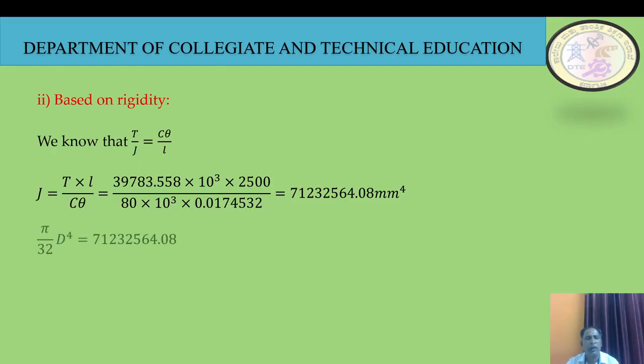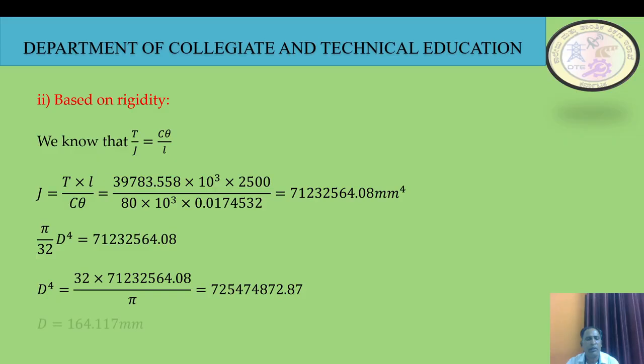As you know, the polar moment of inertia for a solid shaft is π by 32 into d raised to 4, that is equal to 71232564.08. So therefore d raised to 4 is equal to 32 into 71232564.08 divided by π. After simplification it will be 164.117 mm. So after getting the values of diameter based on both cases, the diameter of the shaft to be adopted is the larger of the two values. Therefore, taking the larger of the two values, d is equal to 164.117 mm.